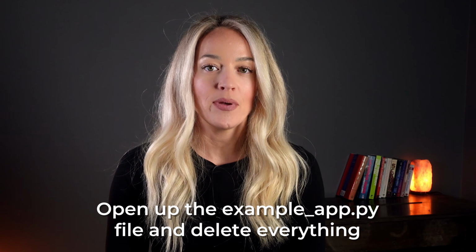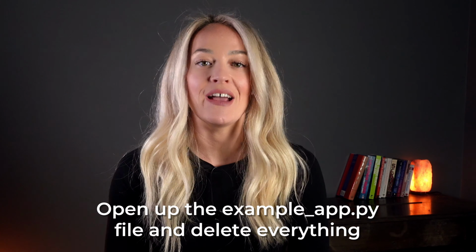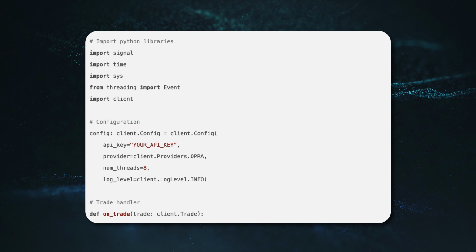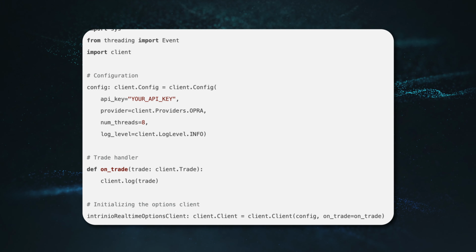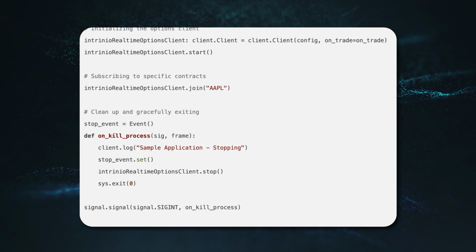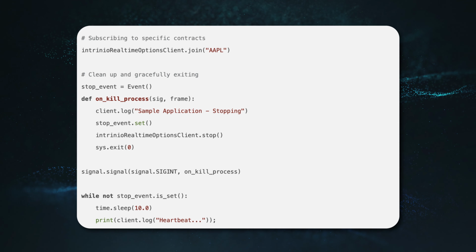If all went well, you'll receive an error that you didn't provide a valid API key, but this is normal. Open up the example app Python file and delete everything. We'll start from scratch so you actually understand what it all means bit by bit. Add the following code, but include your API key in the configuration section and run the application again.